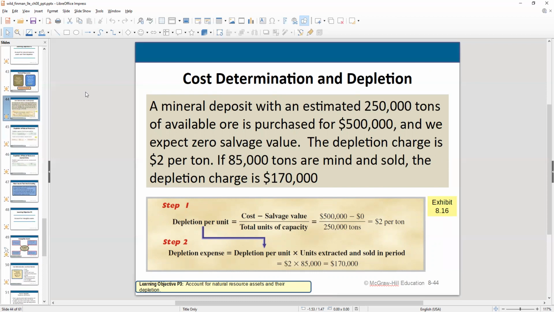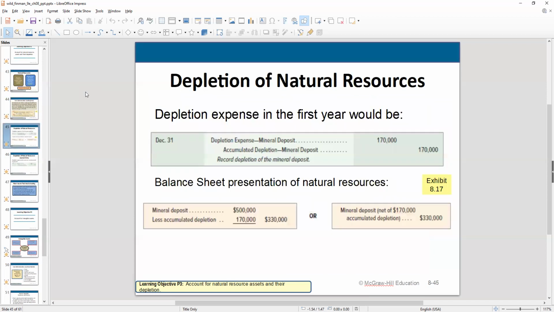Now, we have no salvage value, so we're going to ignore that. All right. So when we come up with a depletion expense, notice this is an expense. We're going to multiply the depletion per unit times the number of units extracted and sold in the period.